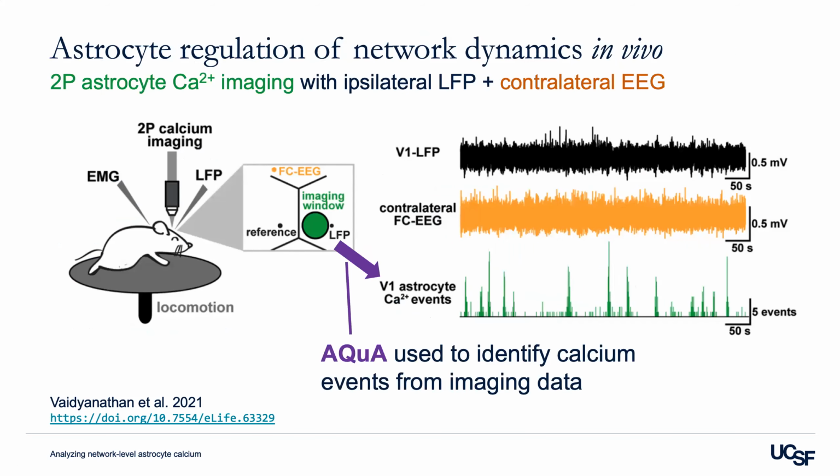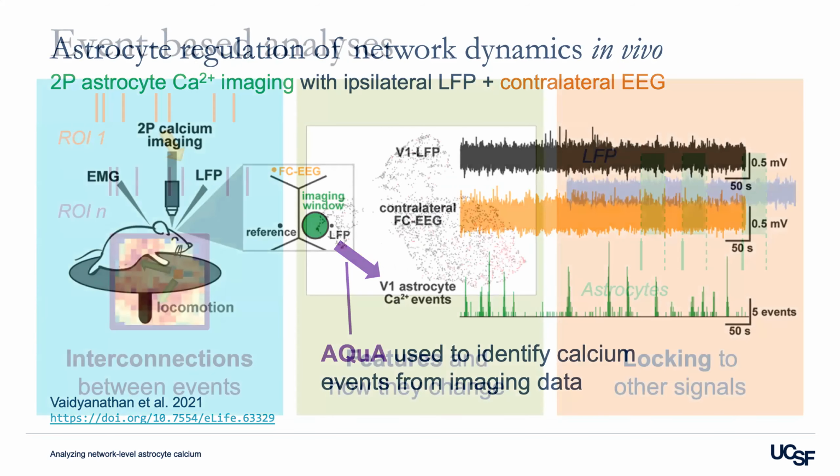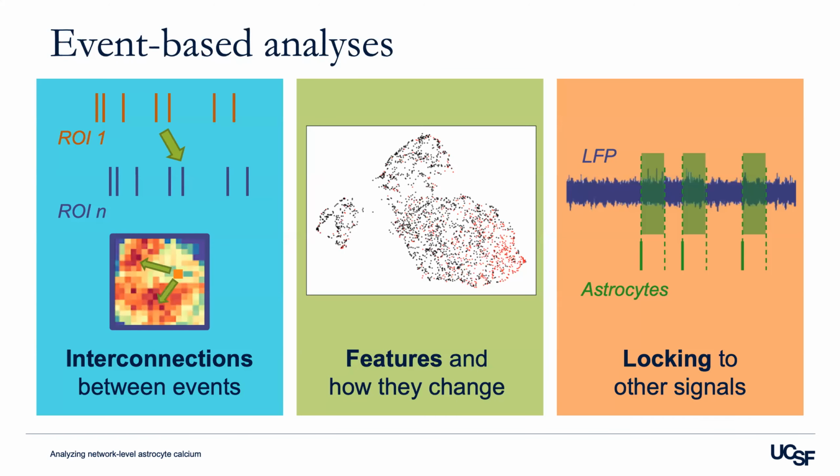So in this particular setup, we recorded simultaneous 2-photon astrocyte calcium imaging with 2 electrophysiological measurements: an LFP electrode that was placed proximal to the imaging window, as well as an EEG electrode that was placed far away from the imaging window. And then, as I mentioned previously, AQuA was used in order to identify discrete calcium events from the 2-photon imaging data. So I'm going to focus on 3 different analyses that can be used based on the events that are generated by AQuA.